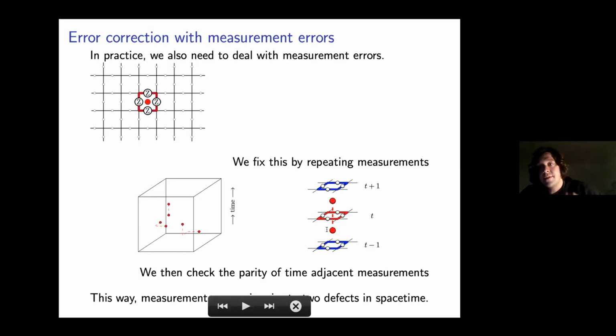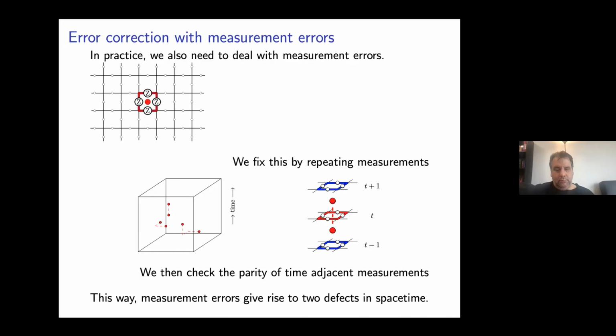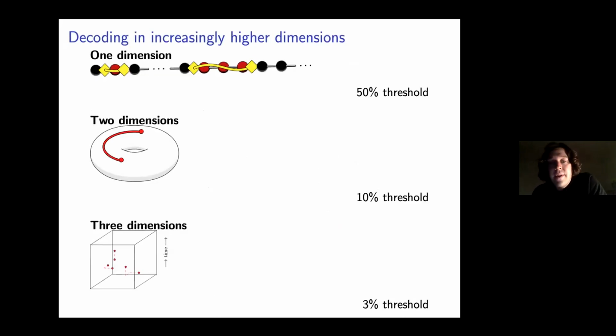But the upshot is, with these strings when there are measurement errors, you can think of measurement errors as being string errors in the time direction, and we still have the physical errors from this 2D plane. So error correction is just strings in this 3D space-time. Then we take a big block of this 3D space-time, we put it through minimum weight matching again, and hopefully all the strings get paired up correctly and no bad things happen to the code.